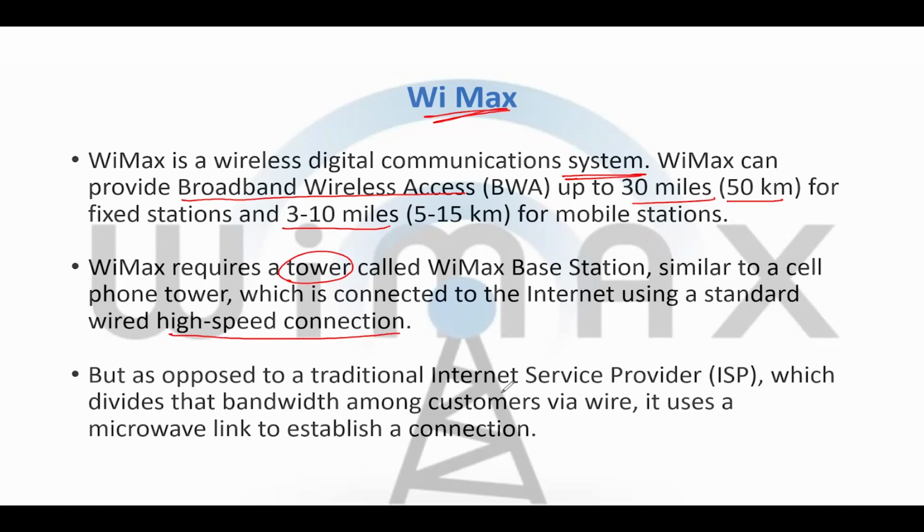But as opposed to a traditional internet service provider, which divides the bandwidth among the customers via wire, it uses a microwave link to establish a connection. Very simple. The normal setup, which uses a LAN, like your internet service provider, for example, your ACT or BSNL, will have cables connected to your home. But here in WiMAX, what happens is they will have a tower through which they will be establishing a microwave link, as in they will be sending it wirelessly. That is how it will be connected. All right. So these are the various applications. Now remember, apart from this there are n number of applications of networking.